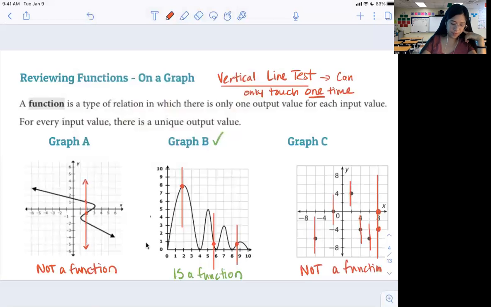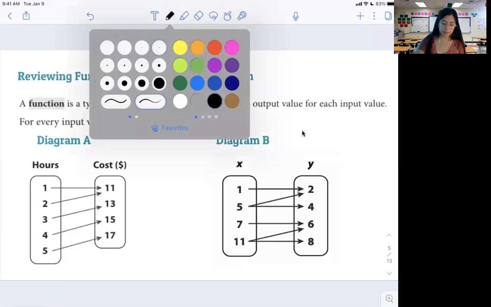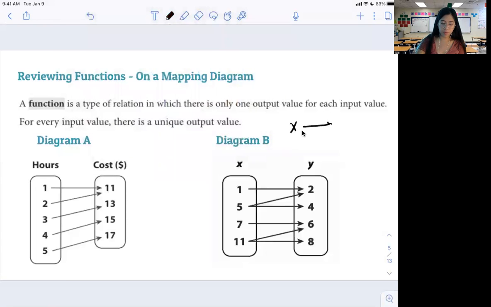Okay, cool. So on a table, good. On a graph, we're good. How about one of these, mapping diagrams? So mapping diagrams are just another way to show functions or to show relations. And then we can figure out which one is a function and which one is not. Now remember what I said, every input value has one unique output value. So every X value can only go to one Y value.